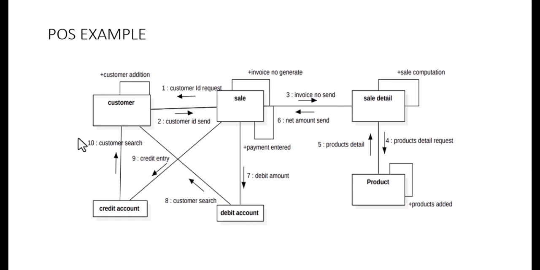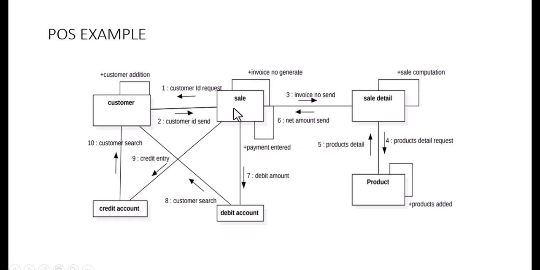This is the generic communication diagram for a point of sale example. So for customer addition, if we want to add a customer, the customer will send a message to itself. If we generate the invoice, the sale will create an event, communicate with the database, and generate the invoice number. Similarly in all the modules, when we want to add a new product in the stock, the message is passed to itself.